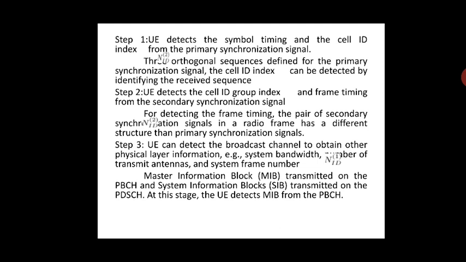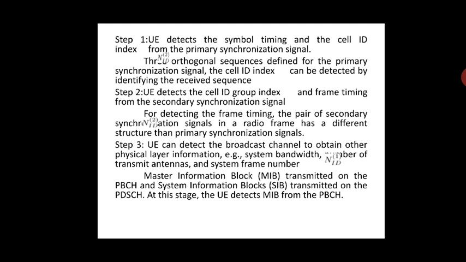from the primary synchronization signal. That is how it will detect the time and the frequency. As we know, we use an orthogonal sequence defined for the primary synchronization signal. The cell ID index can be detected by identifying the received sequences. That is the first step, where it will identify the timing and the frequency.